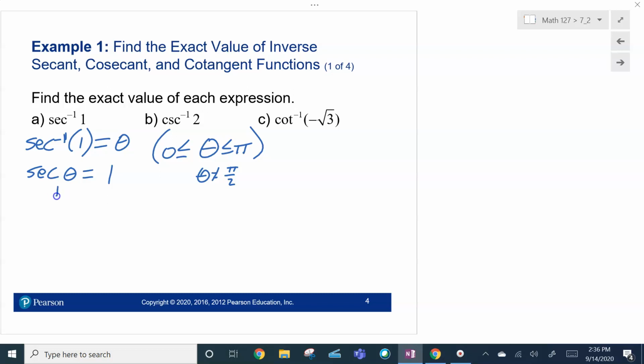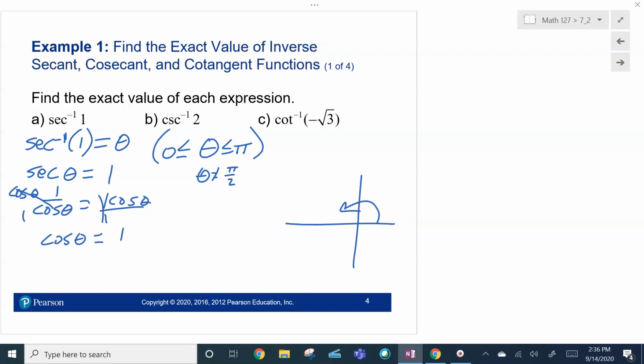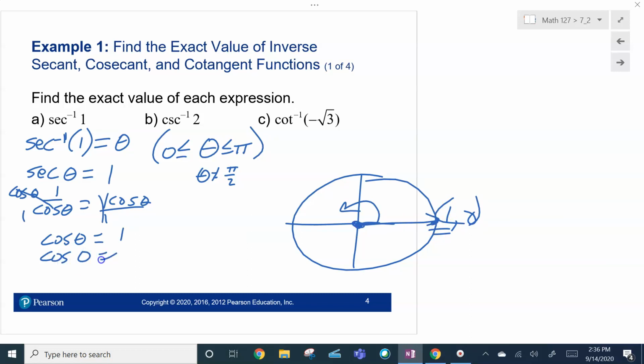Now let's think about this for a minute. If the secant of theta equals 1, that means 1 over the cosine of theta equals 1. I multiply both sides by cosine, then I divide by that 1. So cosine of theta is 1. Now we're just answering the question, the cosine of what is 1, between 0 and pi? Well, it's right there. We're at 0 radians. We know the cosine of 0 is 1, so theta must be 0. Hence, the arc secant of 1, which is theta, is 0.